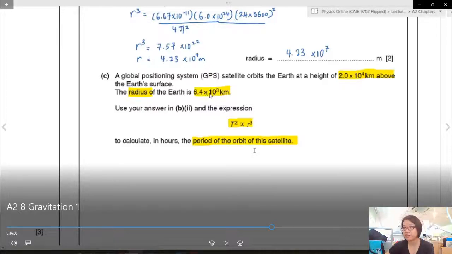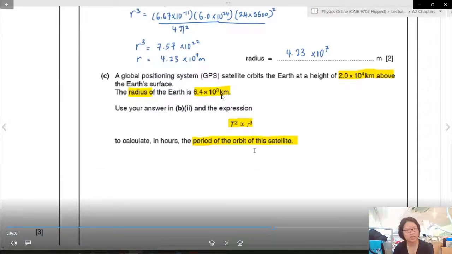If you look at this prefix, the Earth's radius in km would be 10 to the power of 6. The radius of the satellite orbit is less than the radius of the Earth. So the satellite is an underground satellite? Cannot be right.